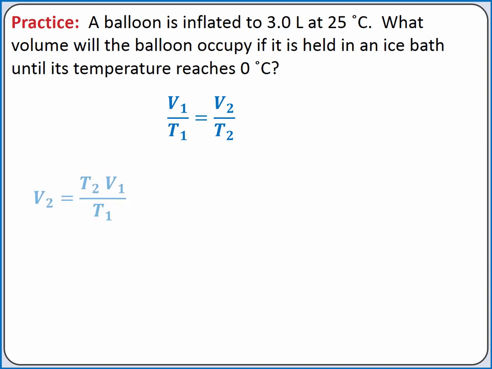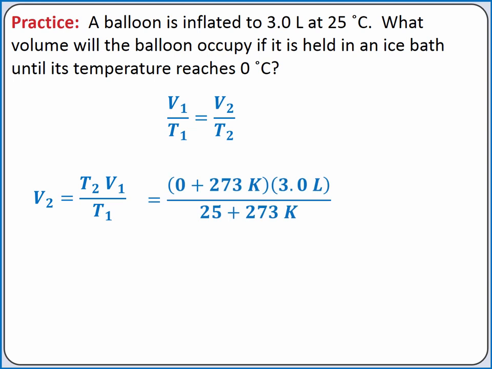We can rearrange this equation to solve for volume 2, which equals T2 times V1 divided by T1. We need to convert our temperatures from degrees Celsius to Kelvin by adding 273 to each temperature. So T2 is 0 plus 273, and T1 is 25 plus 273. Completing our calculation, we get 2.75 liters.